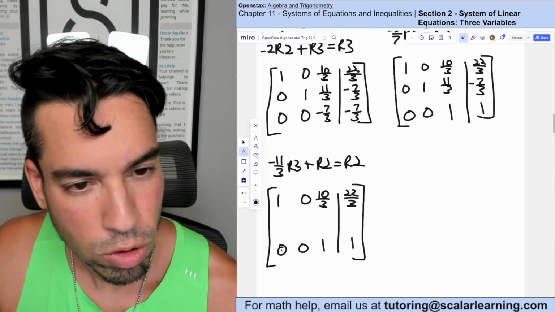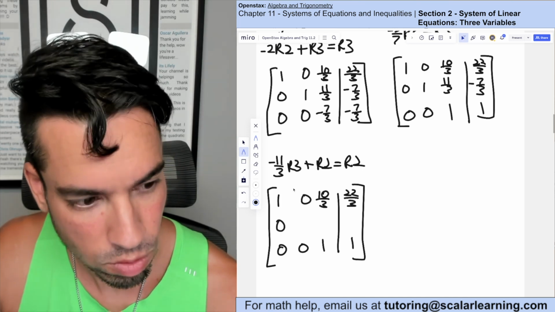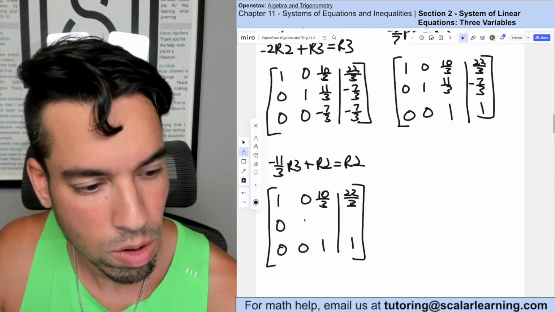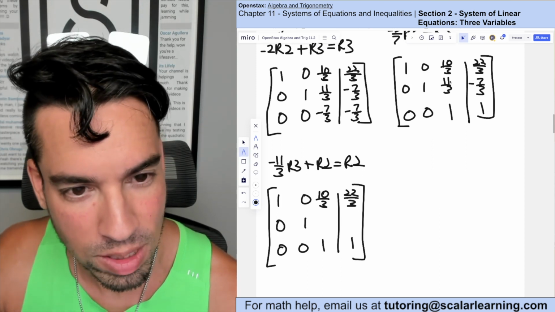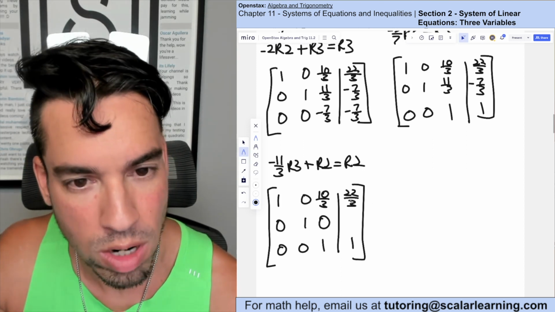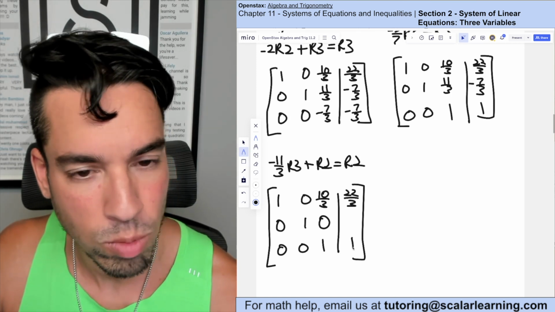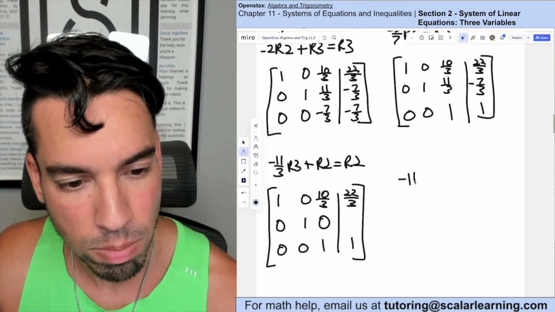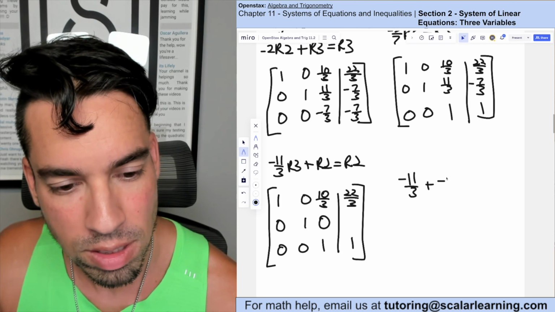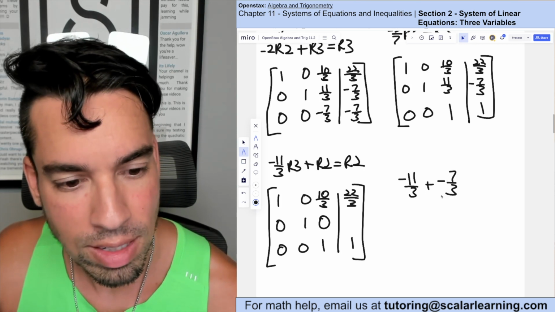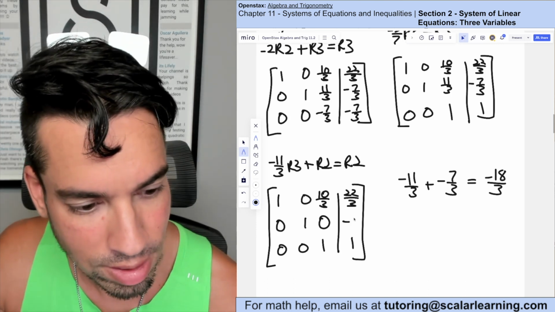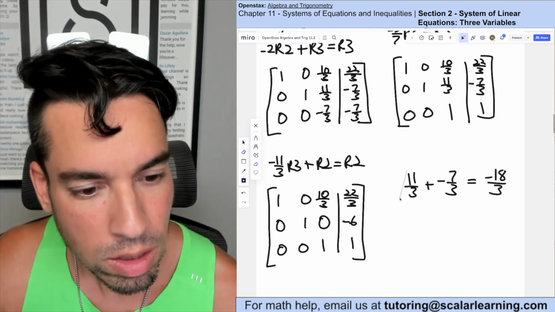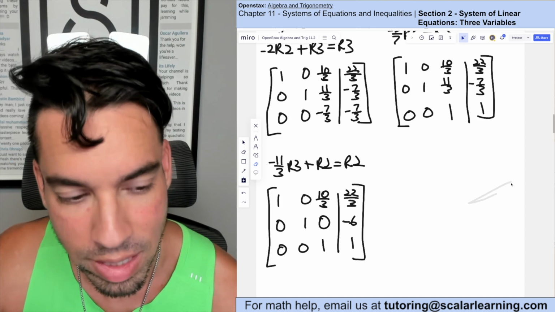So negative 11 thirds times 0 is 0 plus 0 is 0. Negative 11 thirds times 0 is 0 plus 1 is 1. Negative 11 thirds times 1 is negative 11 thirds plus 11 thirds is 0. That's what we wanted. And then negative 11 thirds times 1 is negative 11 thirds plus negative 7 thirds. That's negative 18 thirds, which simplifies to a nice negative 6. So look how beautiful these are all coming out to these nice whole numbers, or integers, I should say.